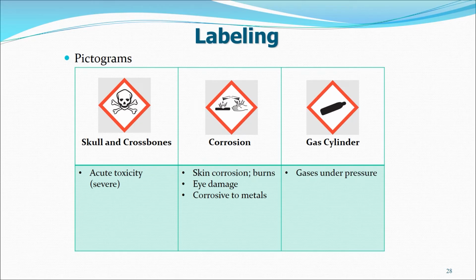These 3 pictograms represent chemicals that have toxic, corrosive, or compressed gas hazards. Skull and crossbones is used for acute toxicity, which can be fatal or severe. Corrosion is used for skin corrosion burns, eye damage, or if it's corrosive to metals. And the gas cylinder is used for gases under pressure. It is important to note that the corrosion pictogram is used for both health effects and for physical damage.